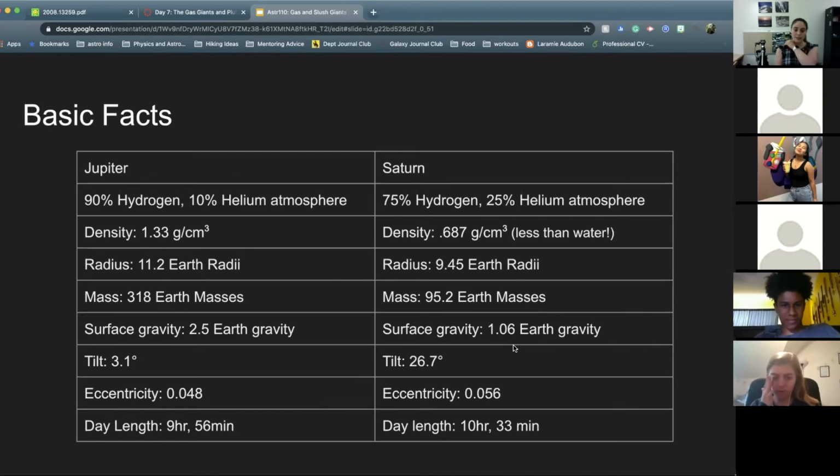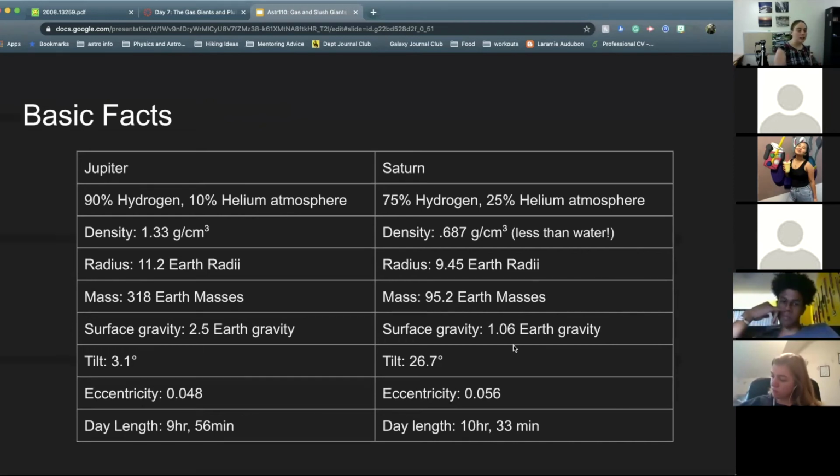So this is just some basic information about Jupiter and Saturn. Both of them are mostly hydrogen and helium, because hydrogen and helium are the most prevalent elements in our universe. We will talk about this more when we get into the Big Bang much later in the semester. They both have pretty small densities, so less than rock, at 1.3 grams per centimeter cubed for Saturn. Water has a density of 1 gram per centimeter cubed, so Saturn is actually less dense than water.